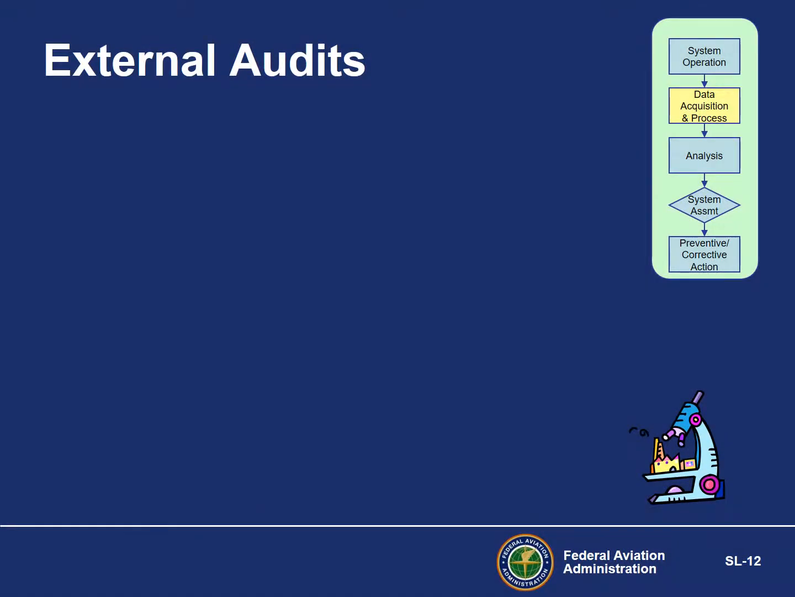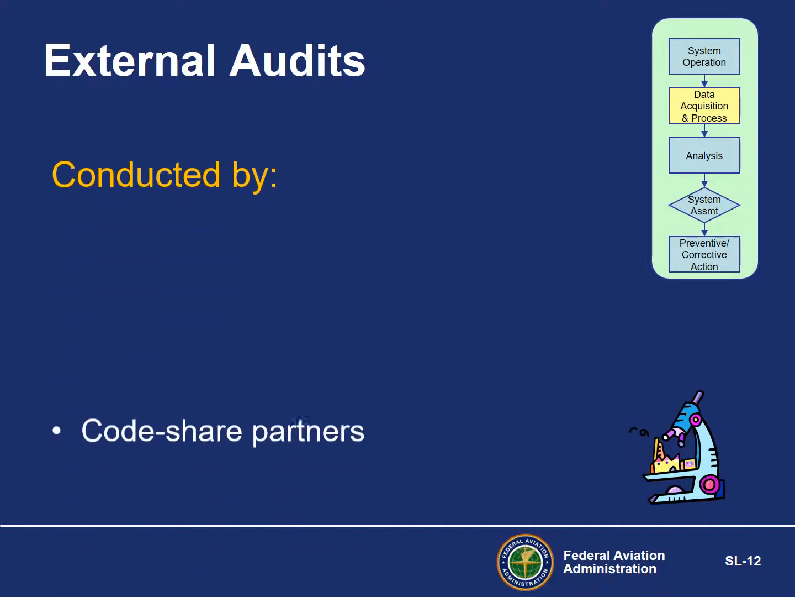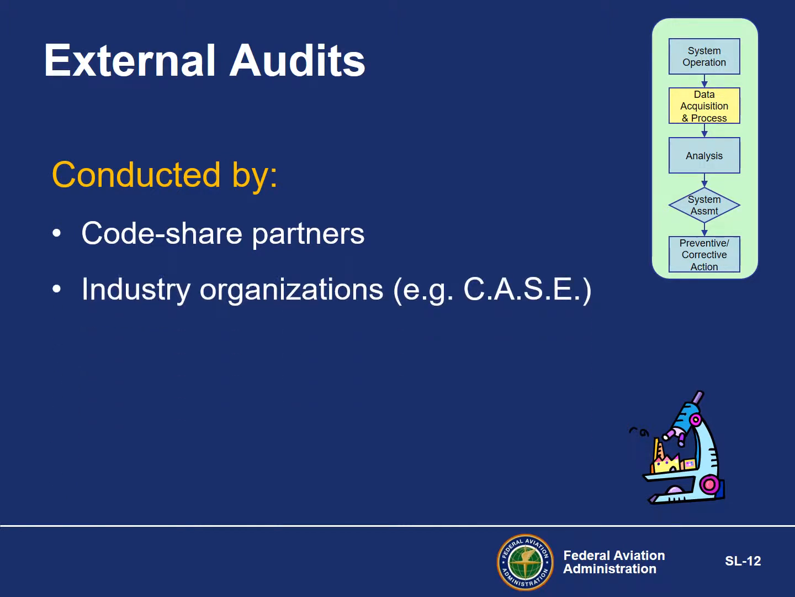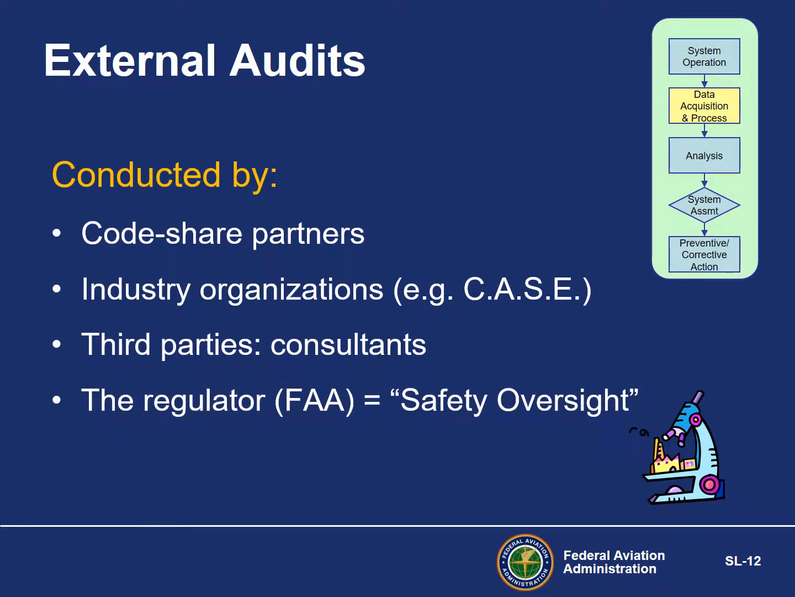Another safety assurance data source is external audits. External audits of the SMS may be conducted by code share partners, customer or industry organizations, other third parties selected by the operator, or the regulator, the FAA. These audits not only provide a strong interface with the oversight system, but also serve as a secondary assurance system. Organizations may elect to have third-party audits from organizations such as IATA, CASE, or ACSF, or other consultants.